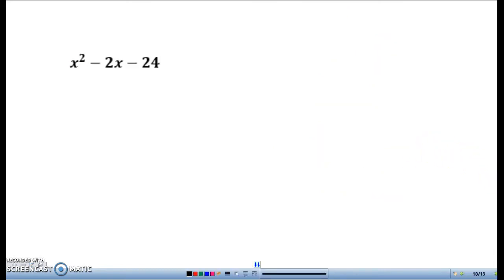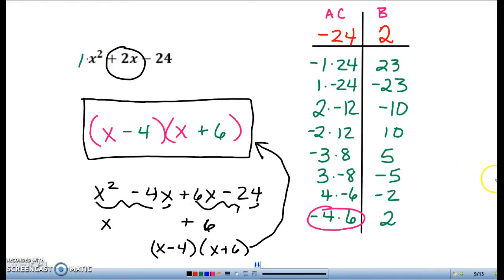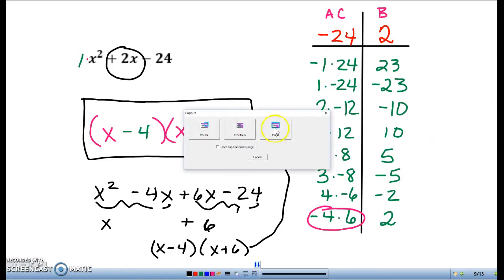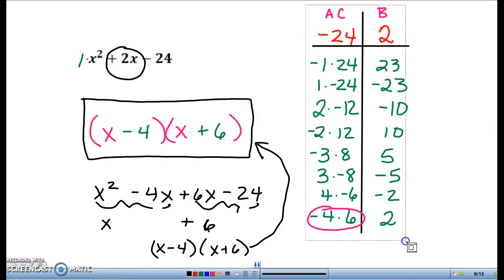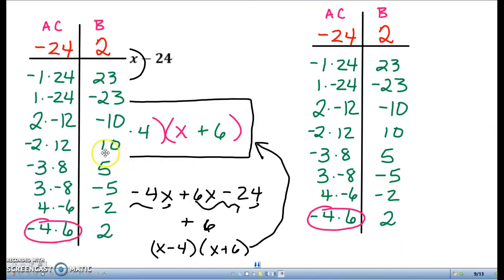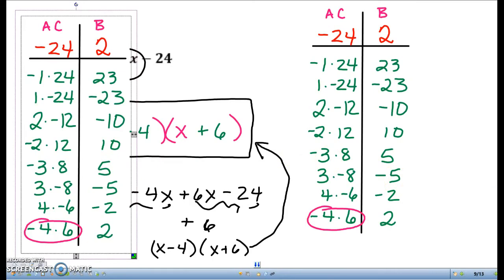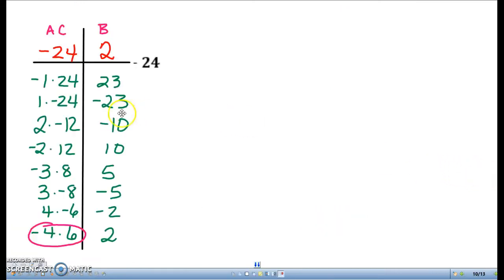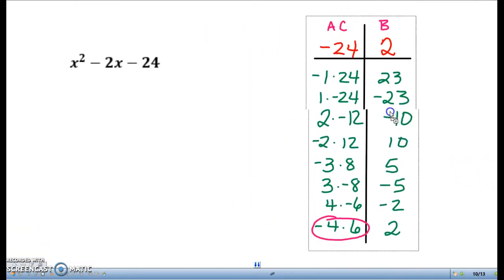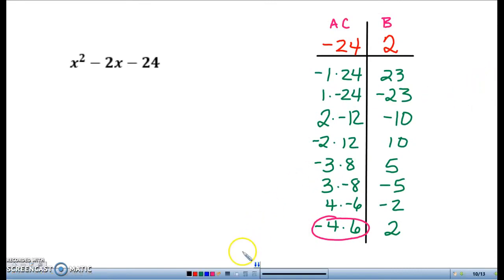Let's do another example. Okay, we've got this one here. I am going to go back. I see that I've got an a times c that's negative 24. I'm going to go back and copy this chart again. Let me just copy it. I'm going to take a picture of it, and I'm just going to copy and paste over to here, because this chart will still work for this problem. I'll just use a different color.